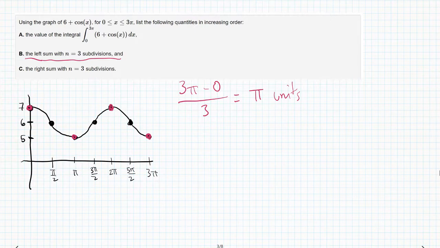You start from that leftmost interval, so we're going here, and we're going to draw it all the way until we reach pi. Then from here, we're going to go from pi until we reach 2 pi. And then from here, we're going to go from 2 pi until we reach 3 pi.